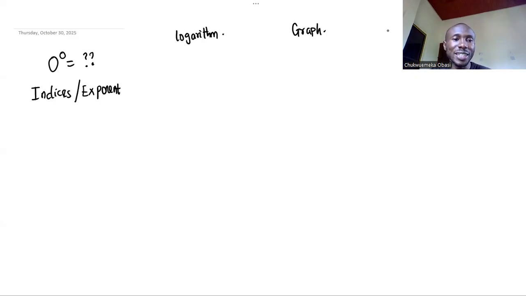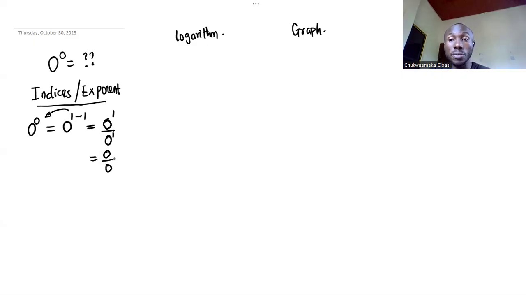So let's get started. We have 0 to the power 0. We want to prove 0 to the power 0, and we will start out with the concept of indices or exponents. Now, most people believe that 0 to the power 0 can be expressed as 0 to the power 1 minus 1, which is true because 1 minus 1 is the same as 0. And you can further express this as 0 to the power 1 upon 0 to the power 1, and this is going to give us 0 upon 0, which is undefined.